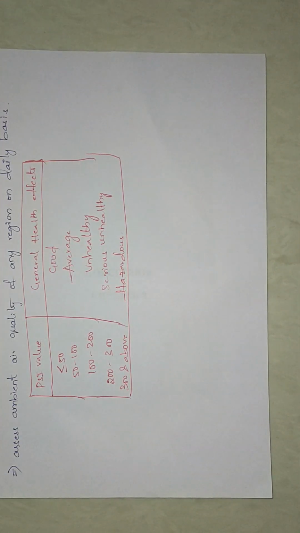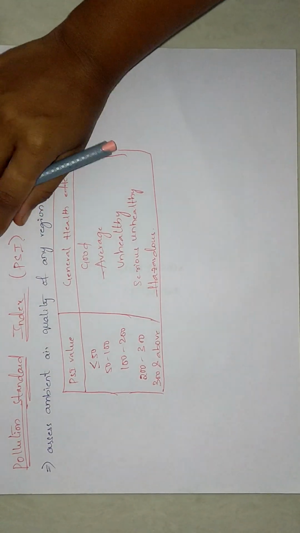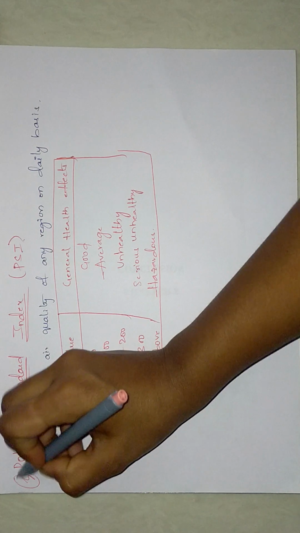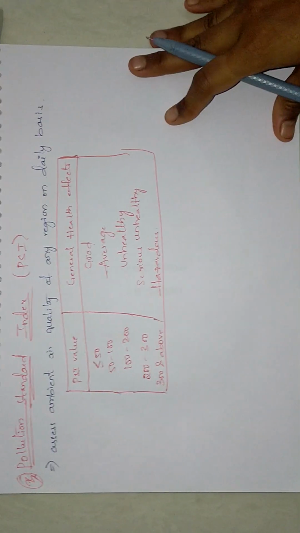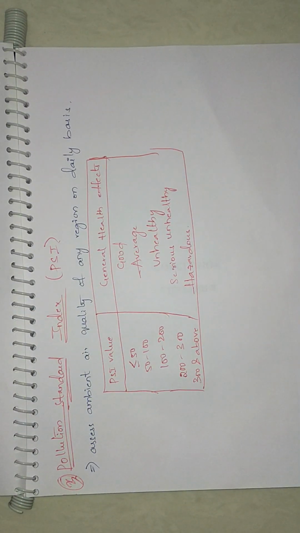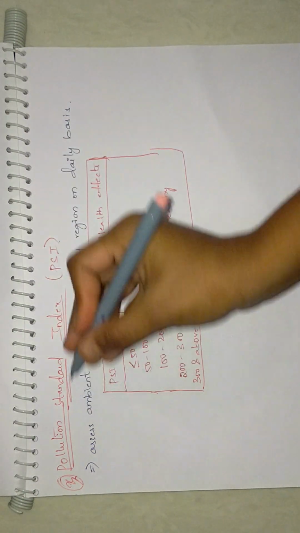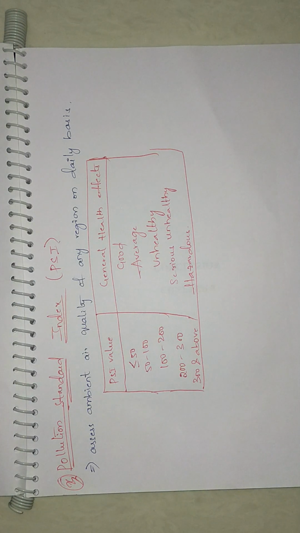Now the next and last method is the pollution standard index. This is the third method, I guess. The pollution standard index method is used to assess the quality of the air of any region on a daily basis. This is for daily, not for the project. An increase in the values of this pollution standard index, PSI, will be a concern for the health and well-being of the people living in that region.